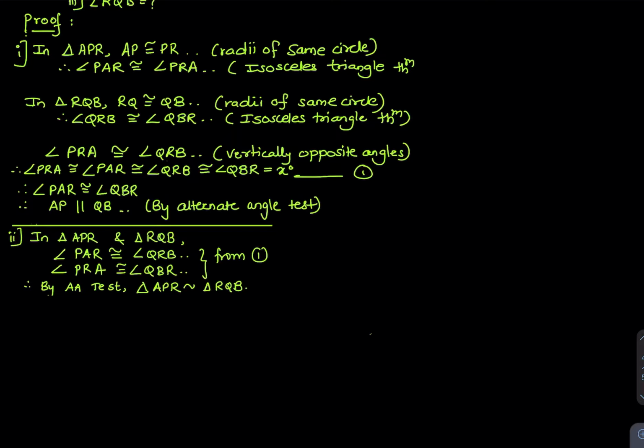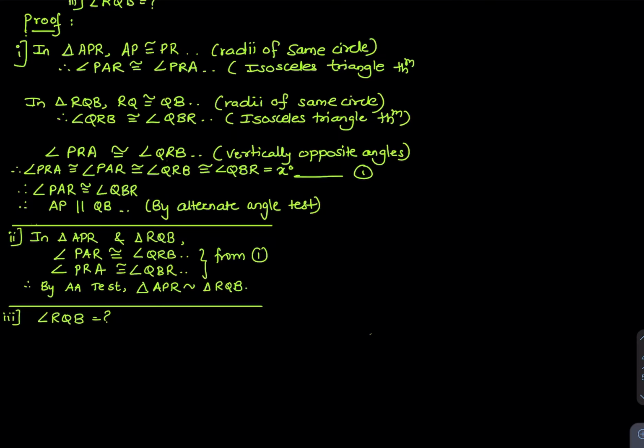So here, APR, then RQB, here RQB, here PRA, then here QBR. The sequence should be the same. So here the proof of the second is finished.